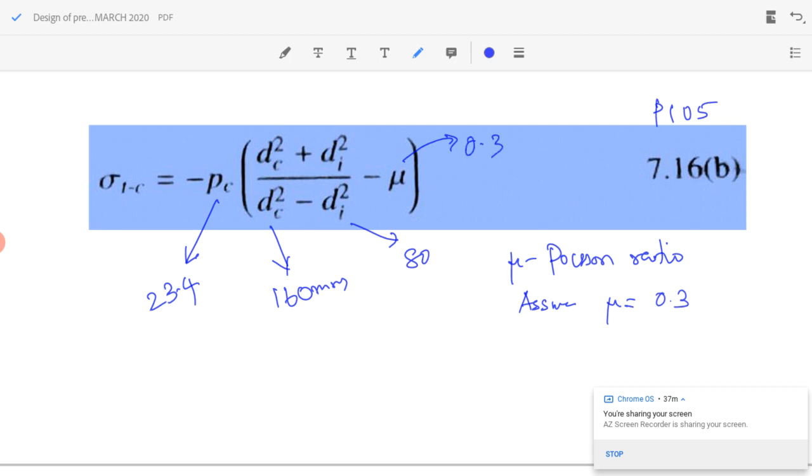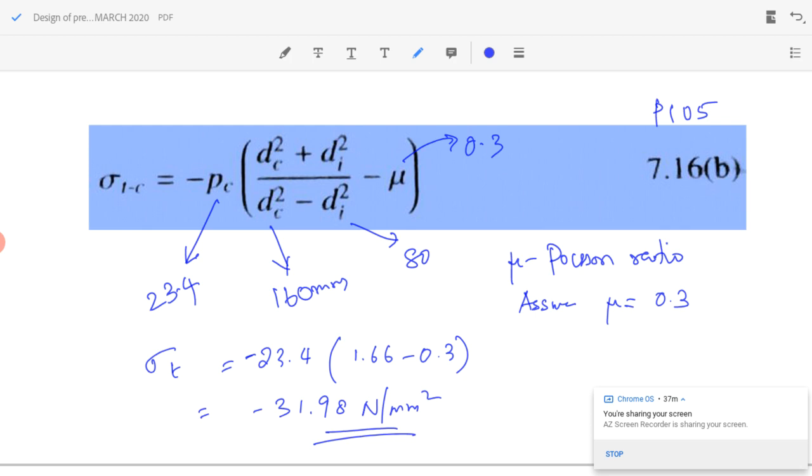After substitution, I will get sigma T at the outer surface of the inner tube equal to 23.4 minus 23.4 into 1.66 minus 0.3. You will get that value equal to minus 31.98 Newton per mm square. This is the stress at the outer surface of the inner tube.